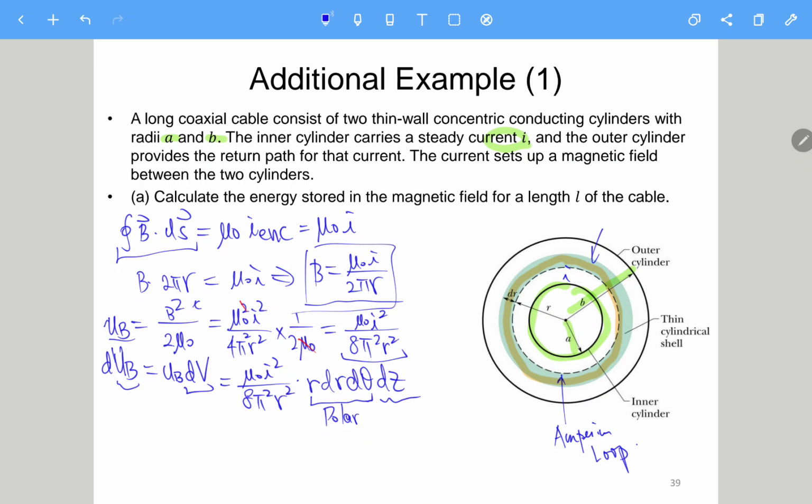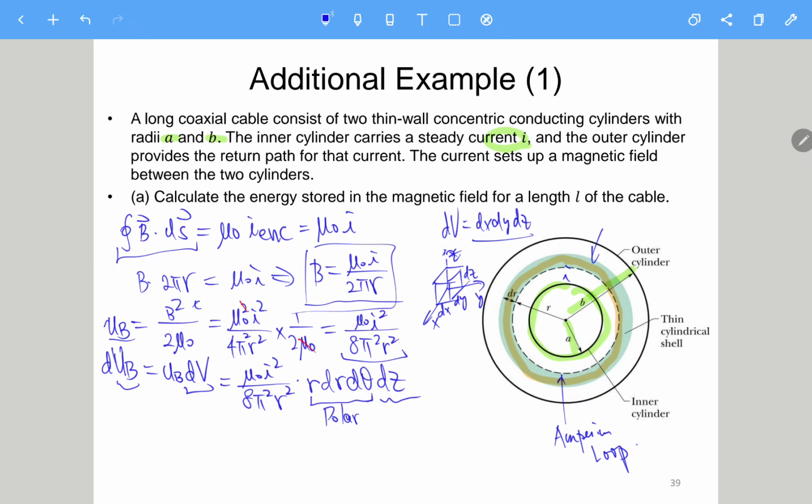Originally, if it is in Cartesian coordinates, dV should be dx, dy, dz. Okay, in the Cartesian coordinate, I don't know how to draw a 3D cube, but a 3D cube should be like this. So if it is in Cartesian coordinates, x, y, z, this is dx, dy, dz. Okay, so this is the dV in the Cartesian coordinate.